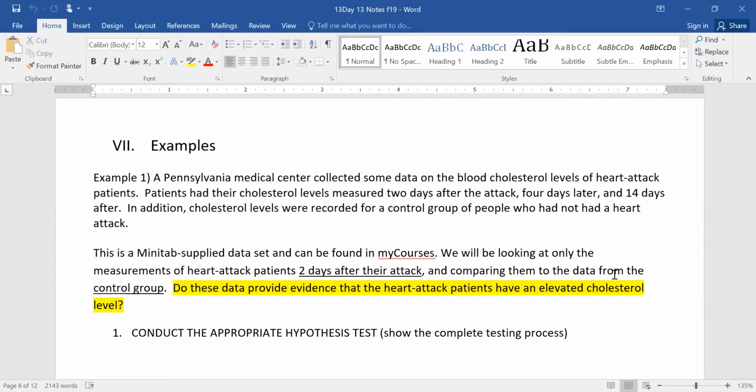So we're studying this from this medical center, and we're looking at the cholesterol levels of heart attack patients. And we're also going to look at patients that did not have a heart attack. So what we have are patients' cholesterol levels 2 days after a heart attack, 4 days after, and 14 days after. And then we have what we call control group. Those are just people that did not have a heart attack. And we collected that data as well. So their cholesterol levels. So like I said, I have my Minitab data, and I actually just want to show that to you really quick.